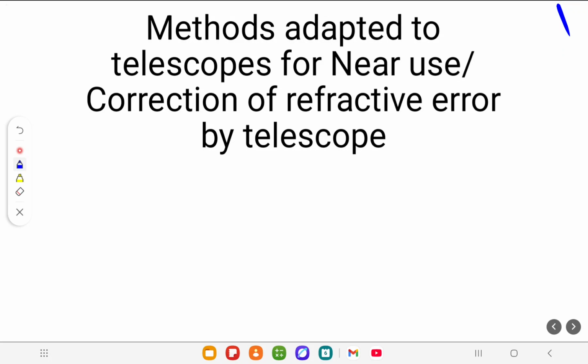We are going to discuss a little bit complicated optics, because of the method of adapting a telescope for near use, and another point is how a telescope is going to correct the refractive error of the patient. So both of these topics need a little bit of brushing up of the optics and a few more concepts you have to put in, and you have to think in a slightly different way. So let me first introduce how to think. Okay, so let's take an example.